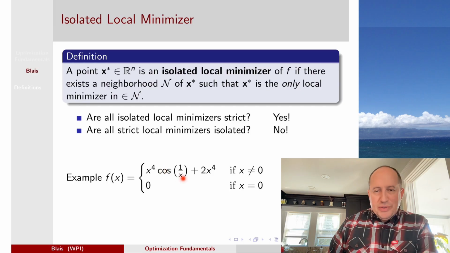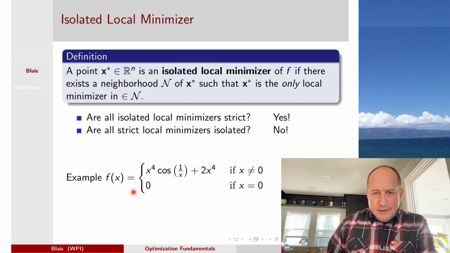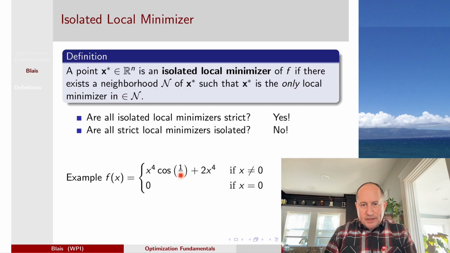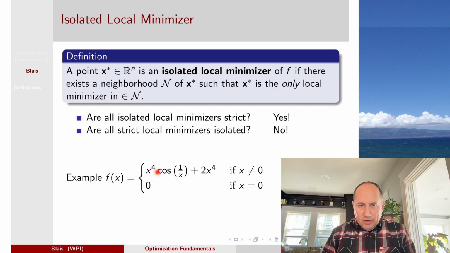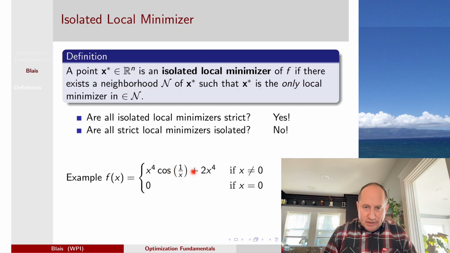You can do cool things when you feed 1 over x to your trig functions like cosine or sine. So we have x to the fourth times cosine of 1 over x plus 2x to the fourth if x is non-zero, and then it's 0 when x is equal to 0. First, forget about the cosine 1 over x term here. Essentially, as x is approaching 0, you're going to knock out these two terms. The 2x to the fourth goes to 0. And then, of course, x to the fourth times cosine 1 over x, that's a competition between the two, but the x to the fourth going to 0 will win. So this function, as x approaches 0, does in fact approach 0. And so this fills in the hole.